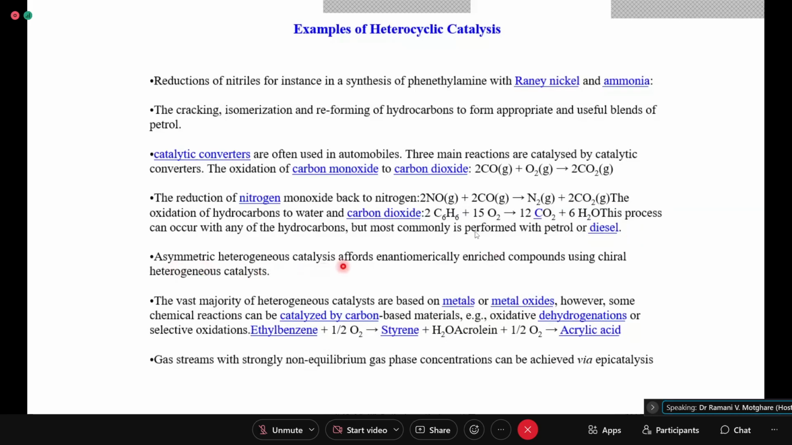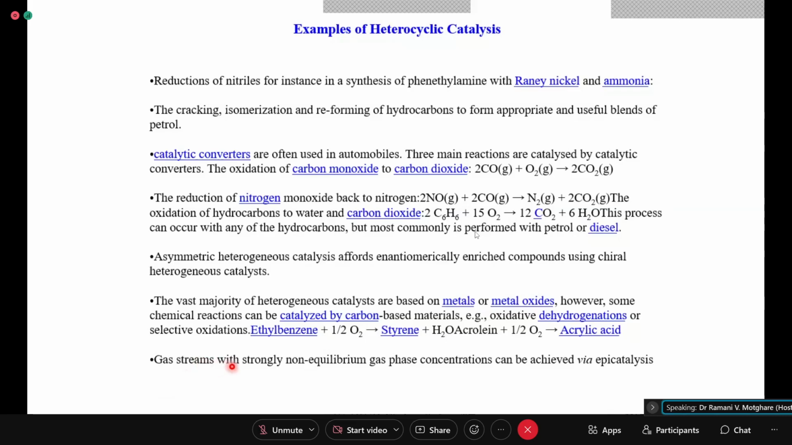Asymmetric heterogeneous catalysts afford enantiomerically enriched compounds using chiral heterogeneous catalyst. The vast majority of heterogeneous catalysts are based on metals or metal oxides. However, some chemical reactions can be catalyzed by carbon-based materials, that is, oxidative dehydrogenation or selective oxidation. Example is ethylbenzene plus half O2 giving you styrene plus H2O. Acrolein plus half O2 giving you acrylic acid. These are the two reactions.